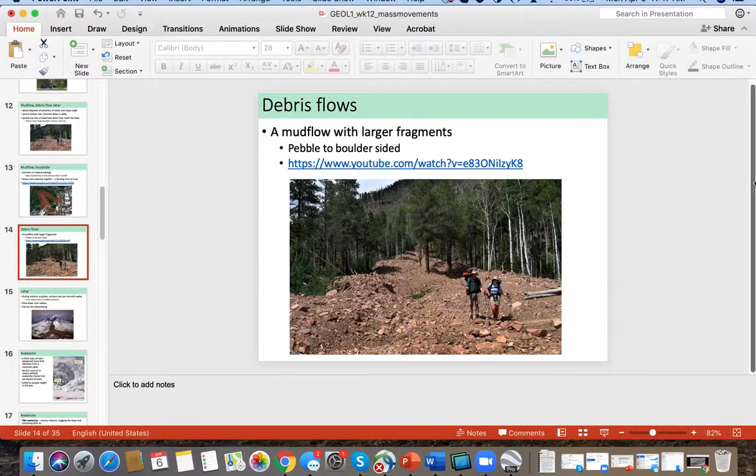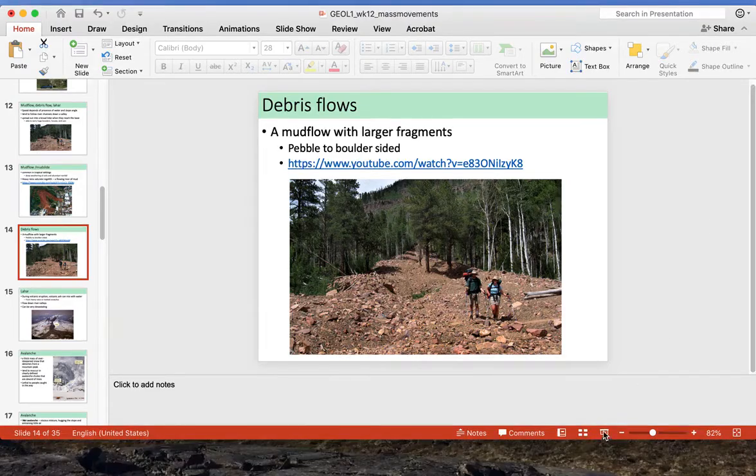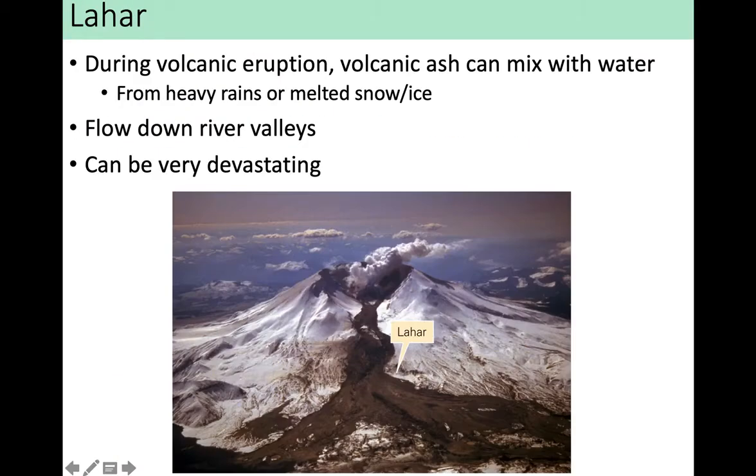So next we have lahars. So a lahar is something that I think we briefly mentioned when we talked about volcanoes, but a lahar is strictly involved with volcanic eruptions. So during an eruption, that volcanic ash and dust-sized particles that's emitted from the volcano can actually mix with water.